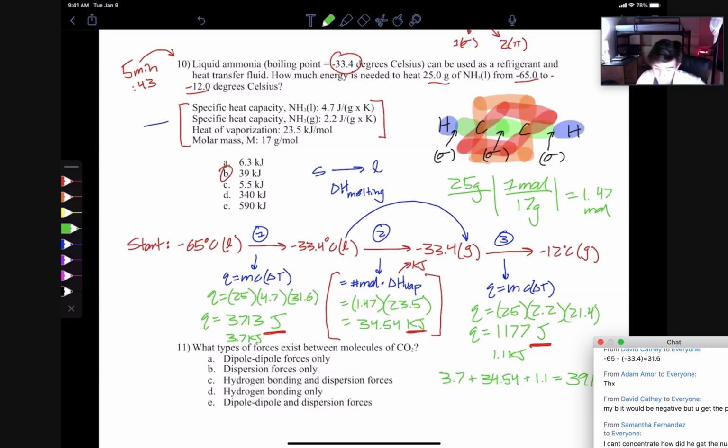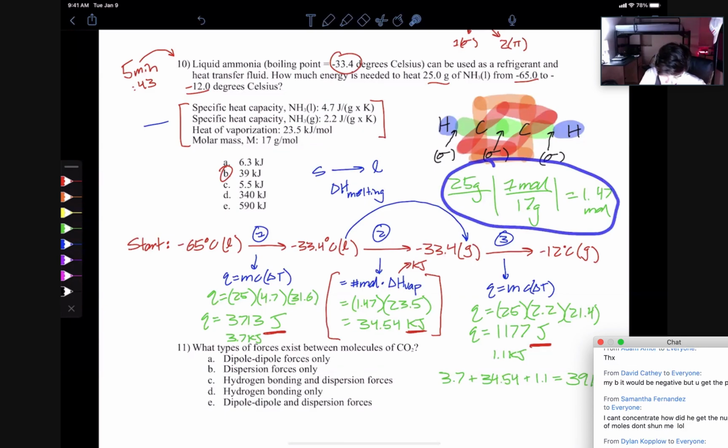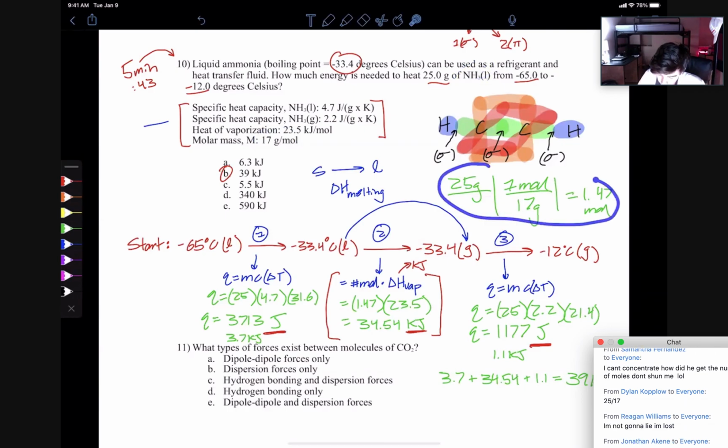Okay, so the number of moles was right here. It gave us the mass, right? We have 25 grams and it gave us the molar mass right here. Even if it didn't, you could just calculate the molar mass of NH3. So I just converted from grams to moles right there.